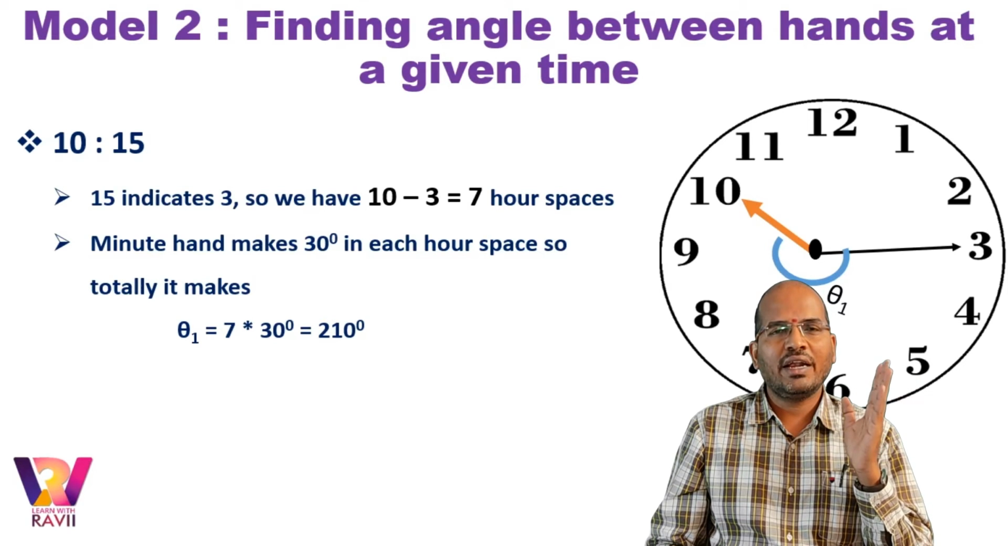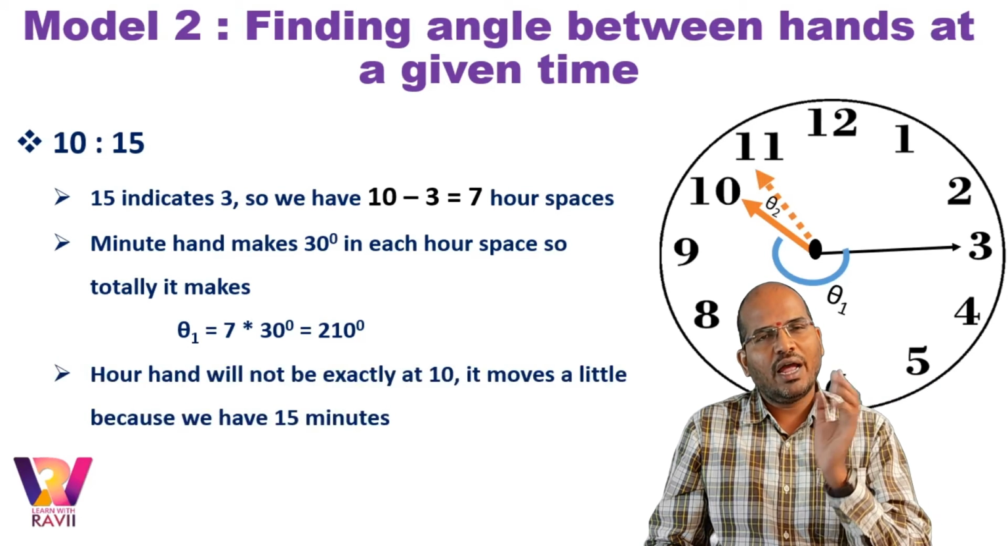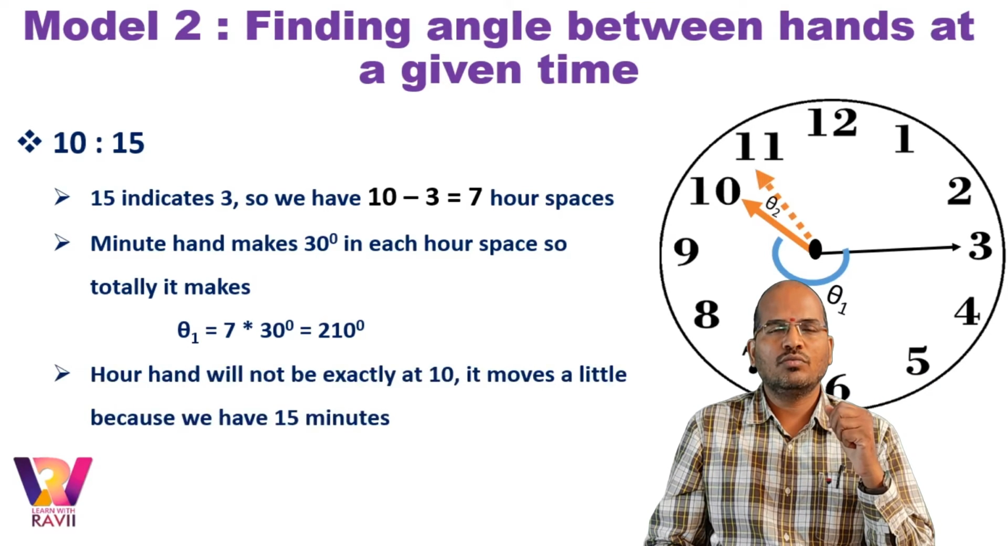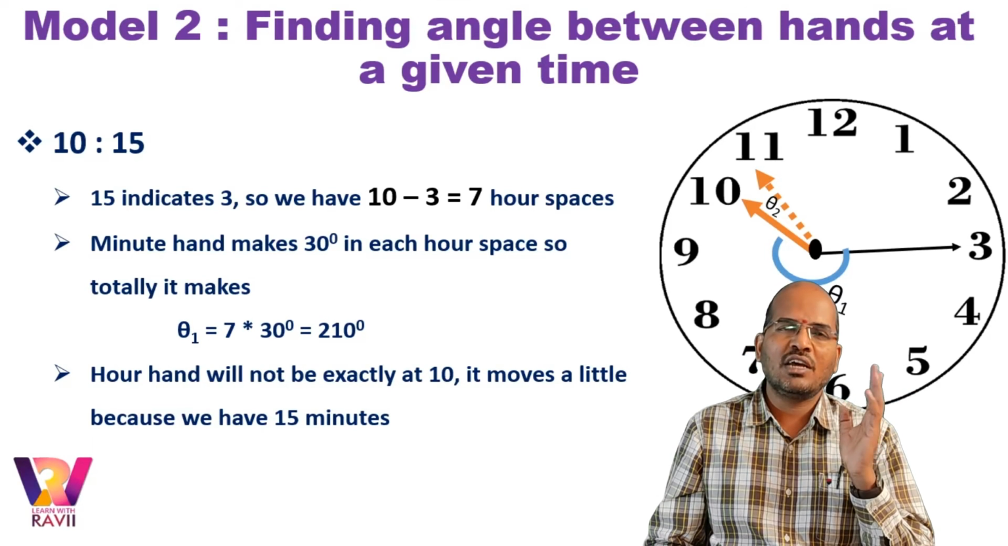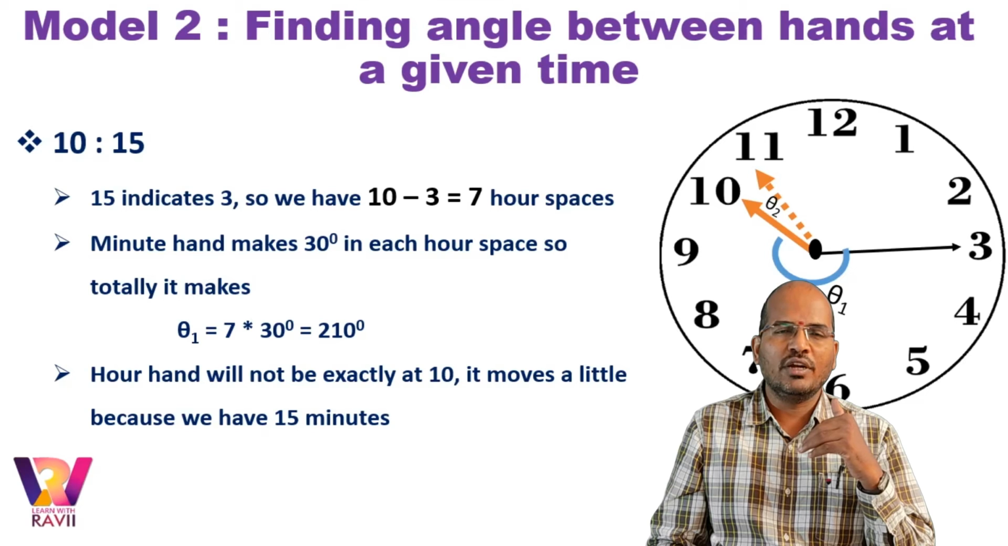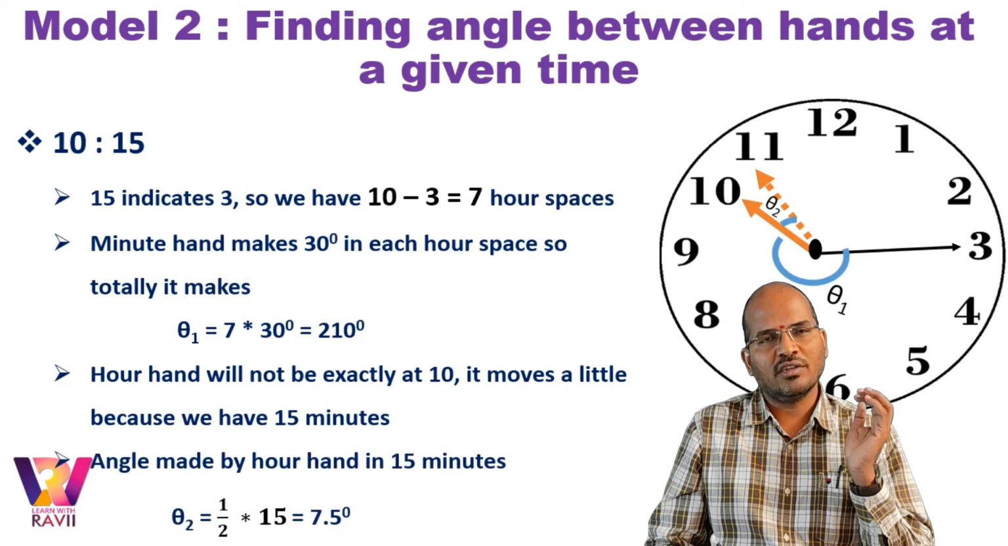No. As the minute hand has come from 12 to 3, the hour hand will definitely move a little. And that little is called theta 2. So theta 2 should be calculated. In 1 minute space, the hour hand makes a half degree movement. So in 15 minutes, it makes a movement of 7.5 degrees.